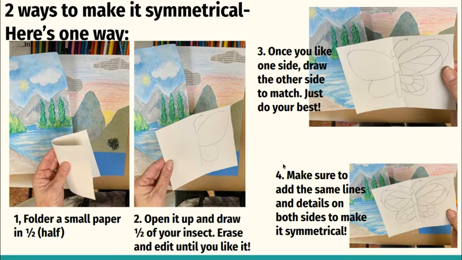Here's the first way. If you fold a smaller paper in half and open it up, you can draw half of your insect and erase and edit as much as you would like. Once you like one side, just try drawing the other side. Just do your best, it doesn't have to match exactly. Make sure to add the same lines and details on both sides, and then you have a symmetrical animal or insect.